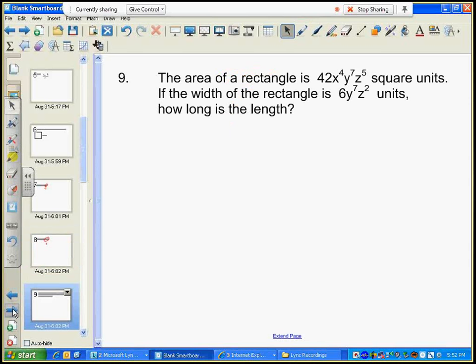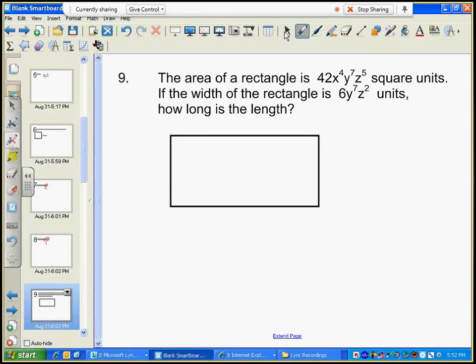The area of a rectangle. Let's make my rectangle. Area of my rectangle is 42x to the 4th, y to the 7th, z to the 5th. And my width is 6, y to the 7th, z squared. I'm looking for the length. The formula for the area is length times width.